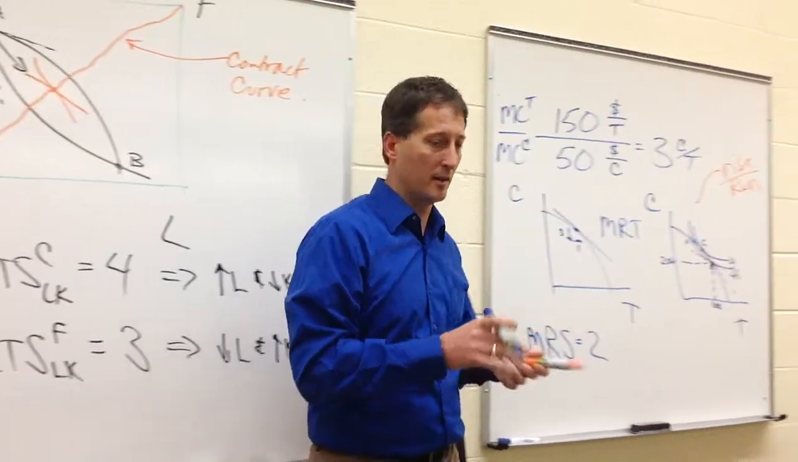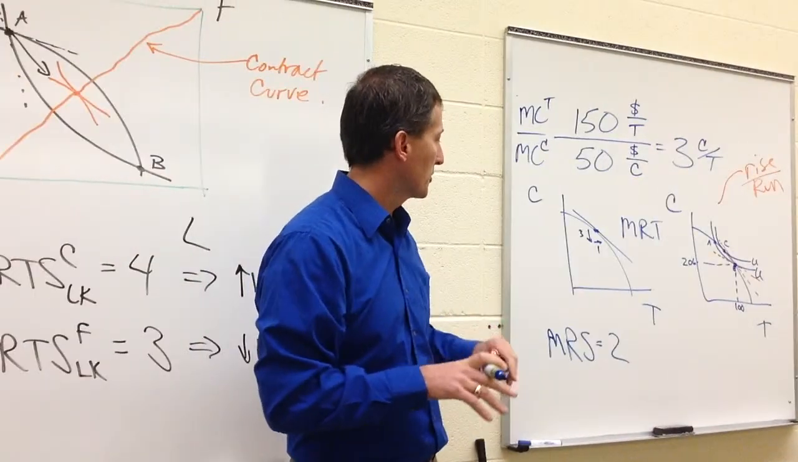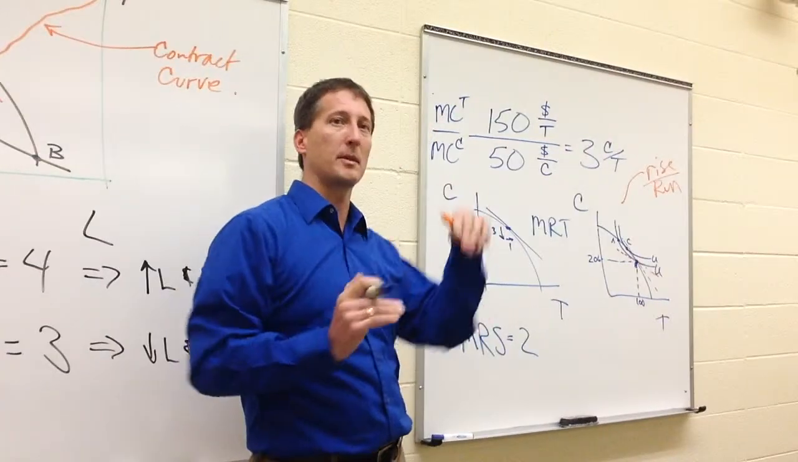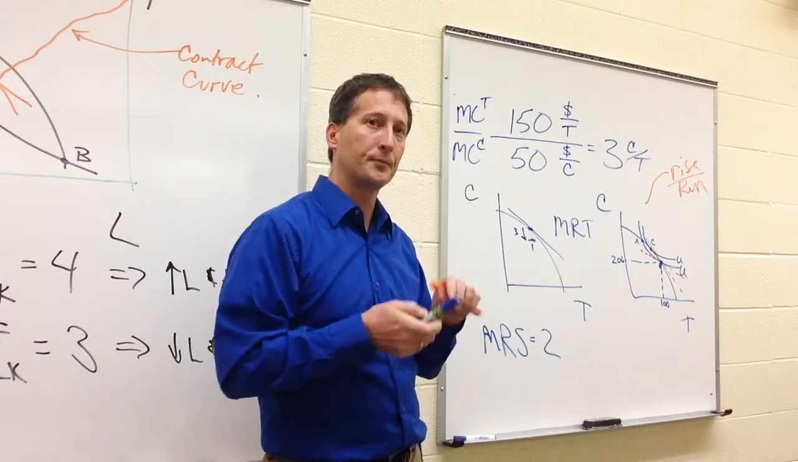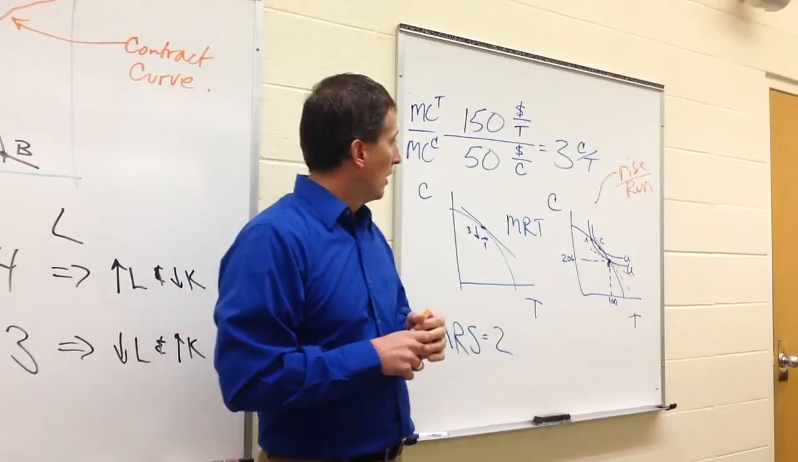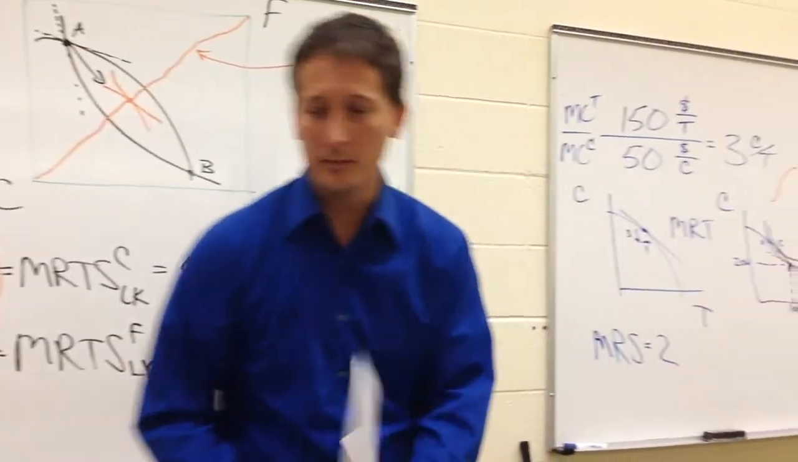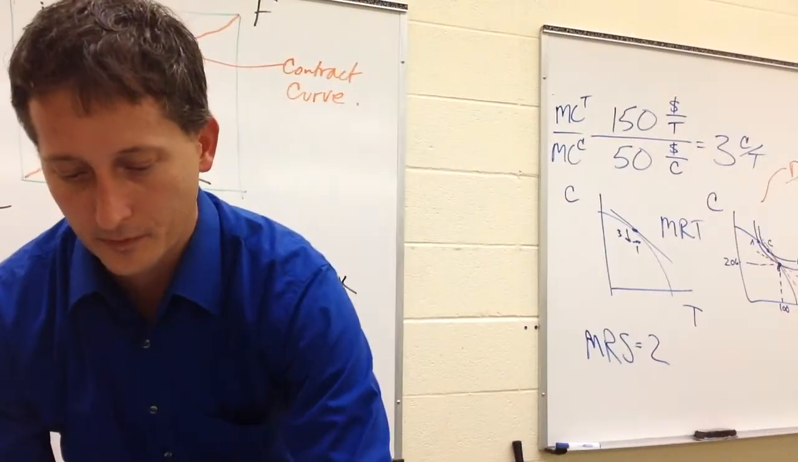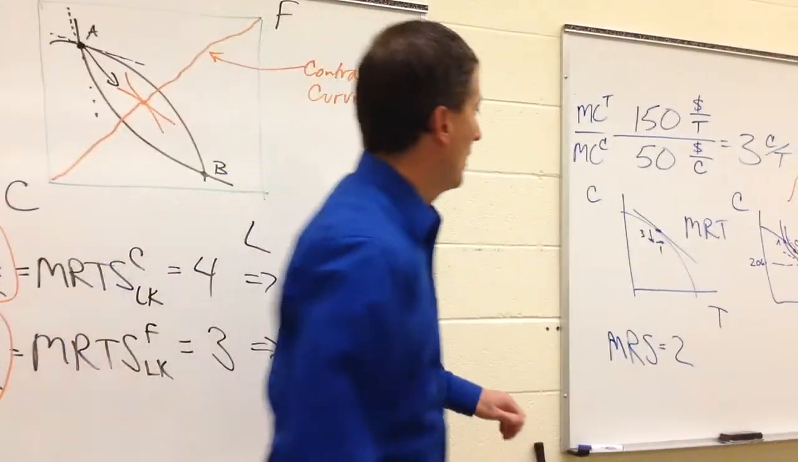Okay, so that was that last condition that we talked about in class last time, that the marginal rate of substitution needs to be equal to the marginal rate of transformation. Okay, any last questions on that one? I guess I'm a little confused how I decided we were at point B and not point A.